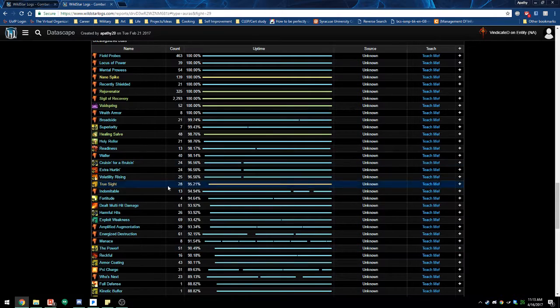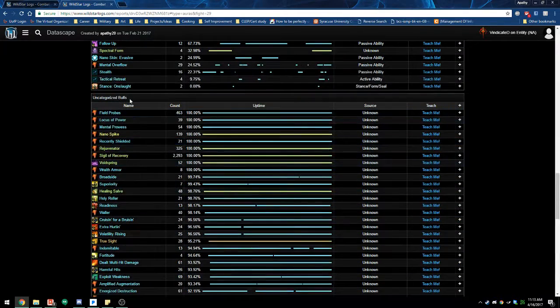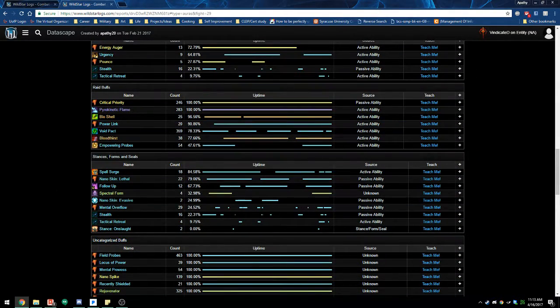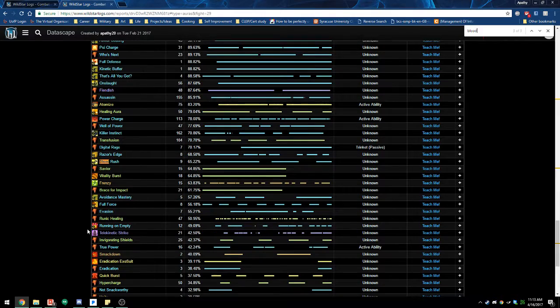So look for your specific class uptimes, and then see, like, engineers might have a volatility buff that they're getting between 30 and 70. Find that name, come down here to buffs that may be uncategorized, or find them in here. You could also do control find, so I might do control F, Blood Rush, because I want to see how well that one's doing. And then there's Bloodthirst. Might be a good way to distinguish because there's so many in here right now.